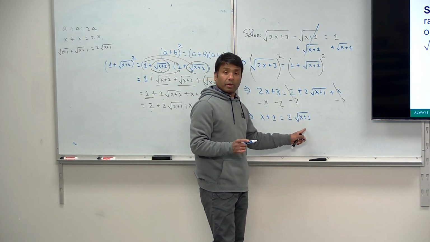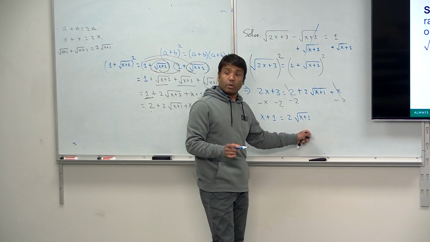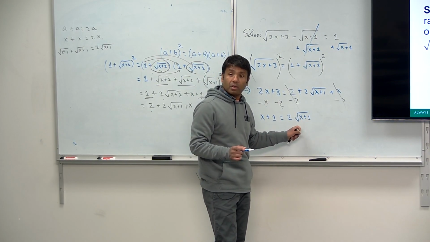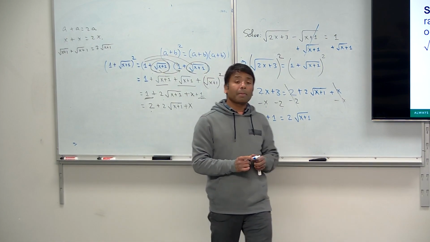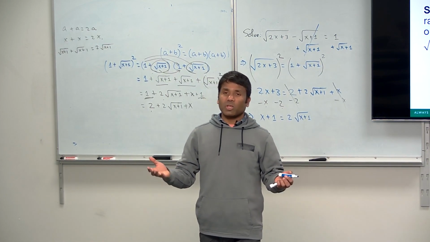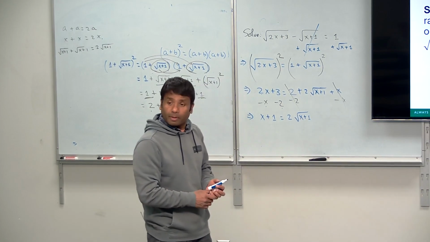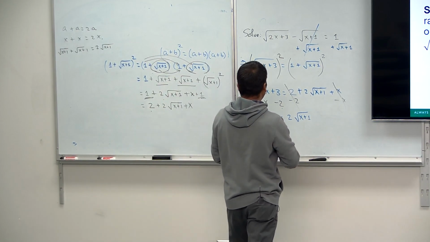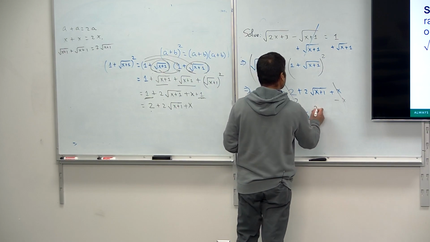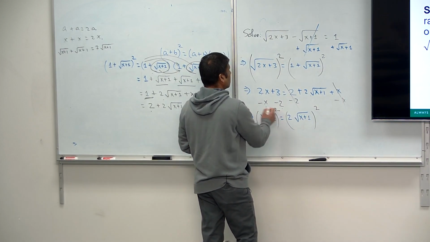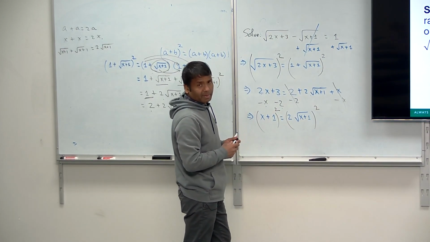So you have a square root, radical x plus 1, right? We need to get rid of this radical sign, right? So how can you get rid of the radical sign? You need to square on both sides, right? So now you square on both sides. So you square here, you square here. That makes sense?